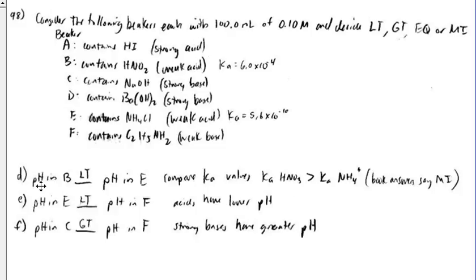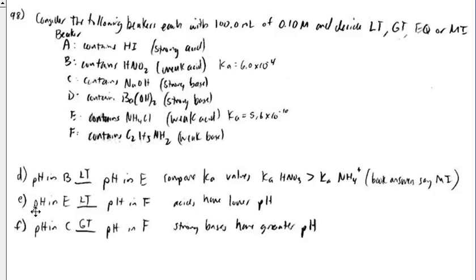In part D, you're asked to consider the pH in beaker B versus the pH in beaker E. Now, beaker B has a weak acid, and beaker E has a weak acid as well, so you need to compare those Ka values to decide which one will be stronger. Now, the book answer officially says more information, but since you can look up the Ka values for each of those things, you can make a comparison and find that the pH in B should be lower than the pH in E, because the Ka in beaker B for this acid HNO2 is higher than the Ka for the contents of beaker E.